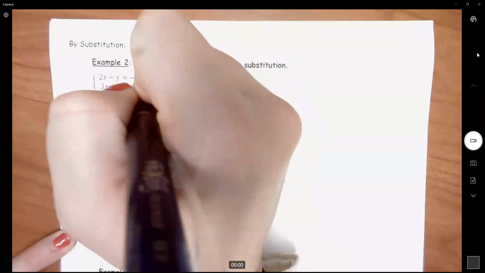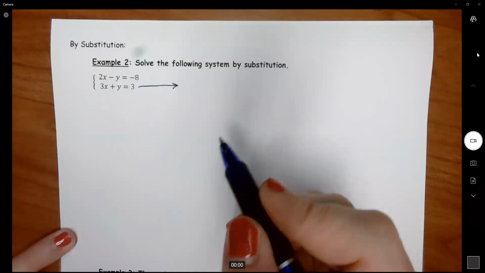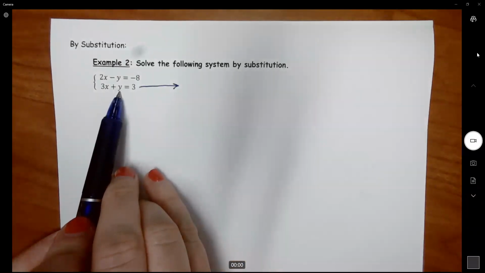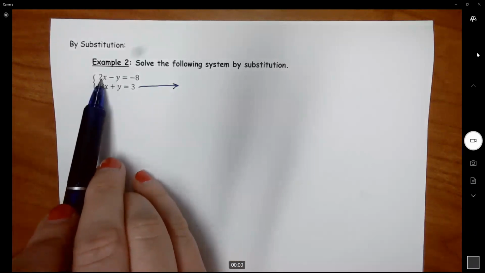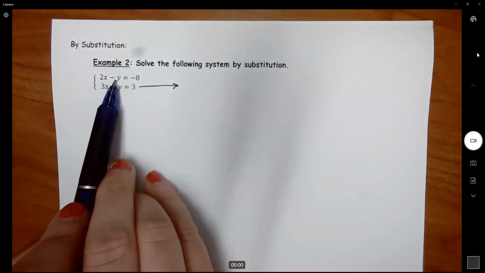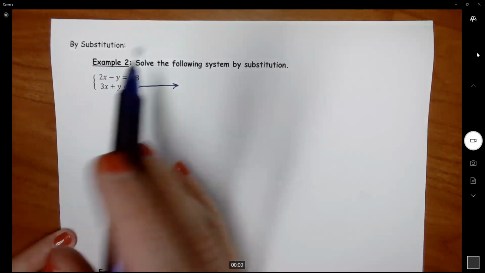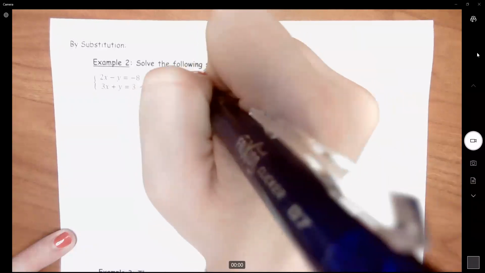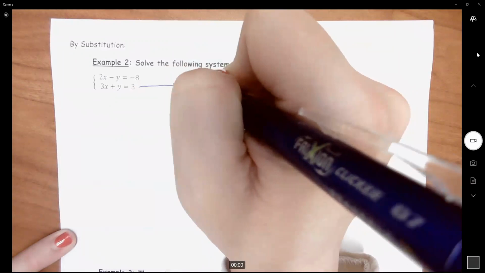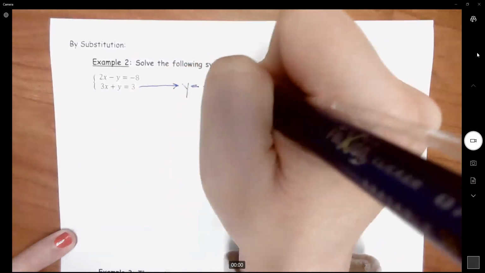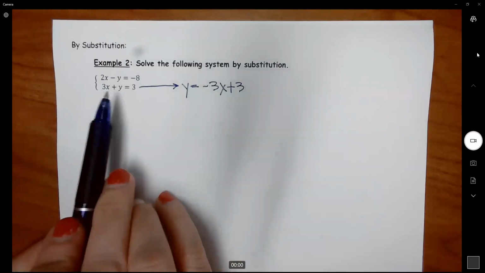The easiest one to solve for a variable is going to be this one here, because it's got a positive variable by itself. We could solve this one for y, but after we moved that 2x over, we'd have to divide by -1. But with this one, all I need to do is move that 3x over. When I move it over by subtracting, I'm going to get y equals -3x plus 3. I'm subtracting 3x from both sides.